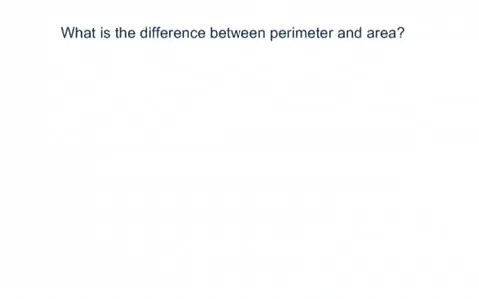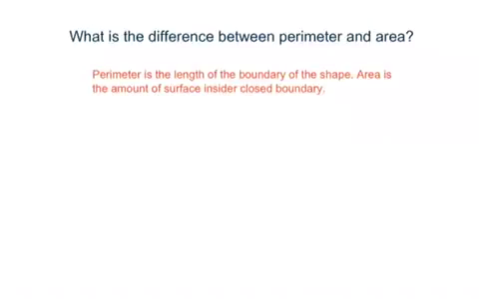So what is the difference between perimeter and area? Write down what you think in your notebook and then see if yours comes close to what I say on the next slide. So perimeter is the length of the boundary of the shape. Remember, staying around the rim. And area is the amount of surface inside the closed boundary.